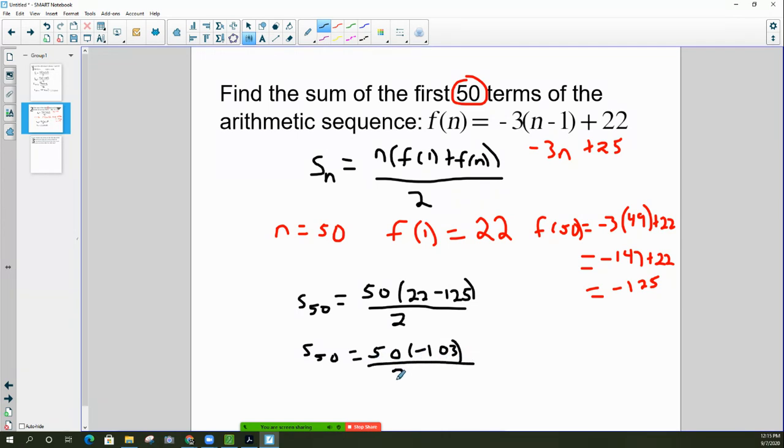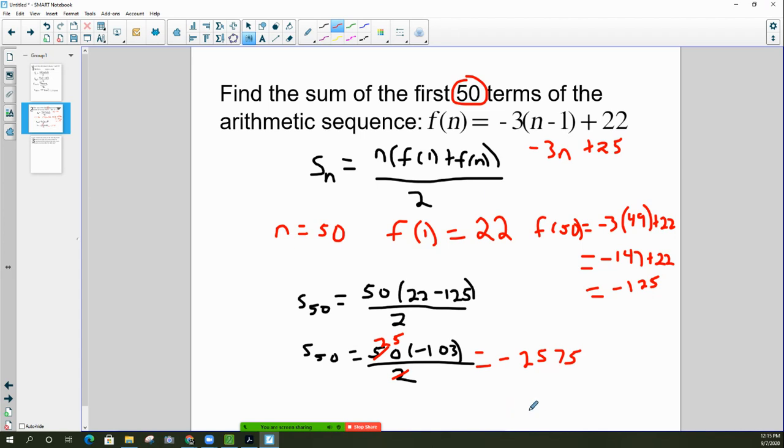So 50 times negative 103, all divided by 2. Here, if I do a quick little cancel, that's 25. And now I just need to multiply 25 times negative 103. If it was 25 times 100, it would just be 2,500, then plus another 3 25s. So we go with 2575. Or you can just use your calculator. You type in your calculator, what's 25 times negative 103? And it'll give you that.